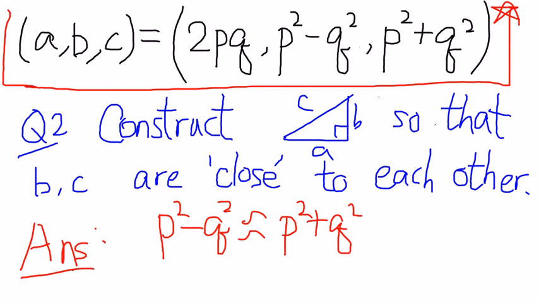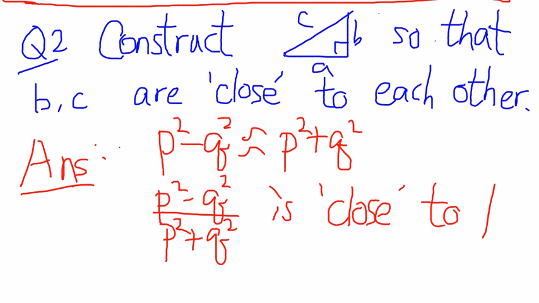So what does it mean? It basically means that I want this fraction, P squared minus Q squared over P squared plus Q squared, to be more or less close to 1. So now the question is for you: do you know how to pick the values of P and Q so that such a fraction is close to 1 in value? Please think about it a little bit. It's not a very difficult problem, especially because in this case you have all the flexibility to choose any values of P and Q. So that's one way to do it.